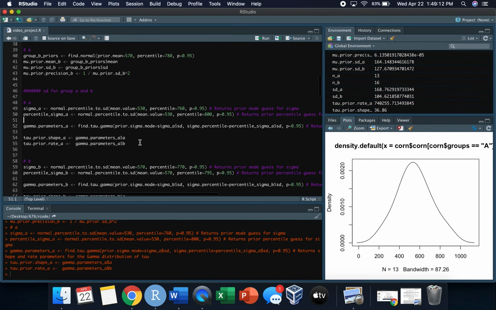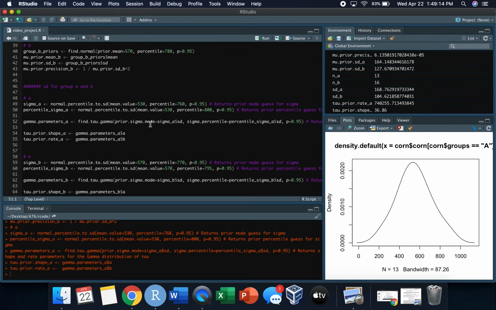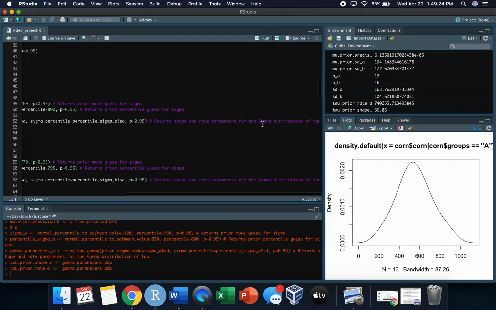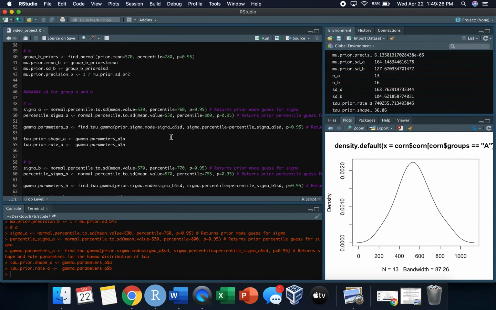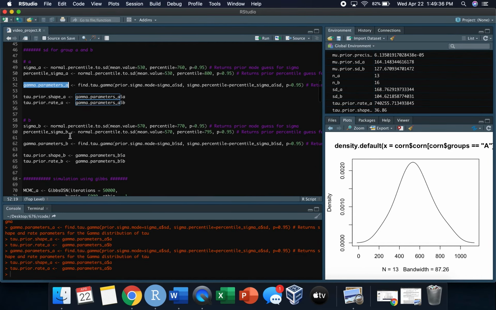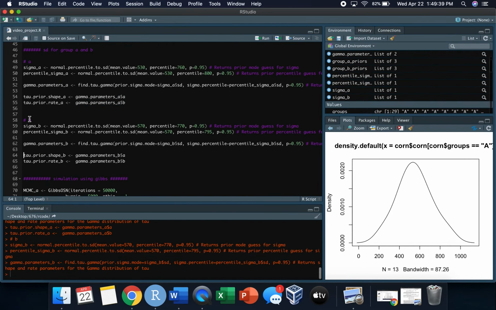So, right, we're providing it the sigma A SD, and then the percentile SD here. So this will return the shape and rate parameter for the gamma distribution of tau. Okay. So we extract those from this data frame. Okay, and we do the same thing for B.